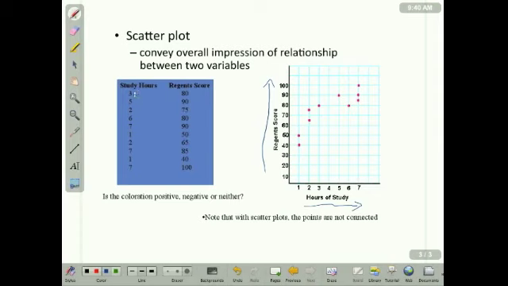This student studied 3 hours and scored 80. So we go here on the x-axis to 3 and we mark 80. This student studied for 7 hours and scored 100. So we go on the x-axis to 7 and then go on the y-axis to 100. Notice that the points are not connected. That's important with the scatter plot.